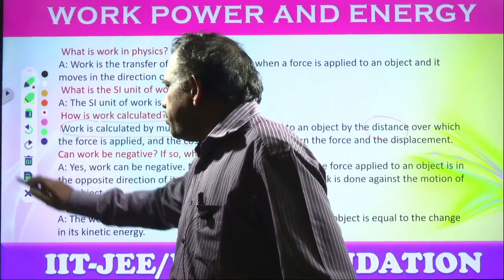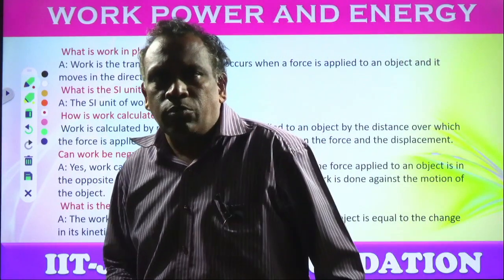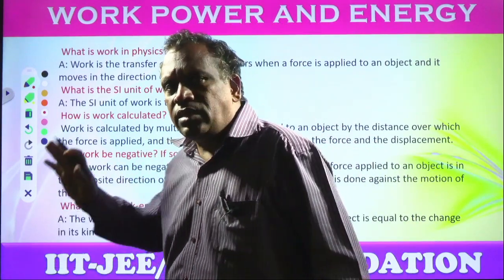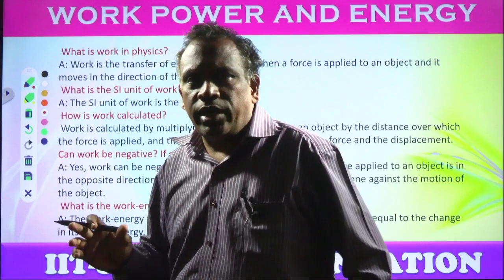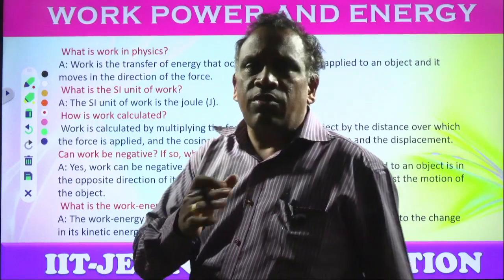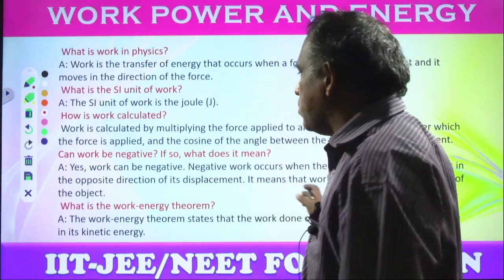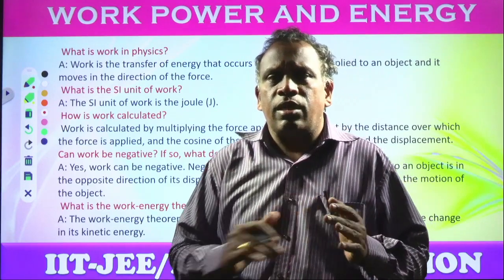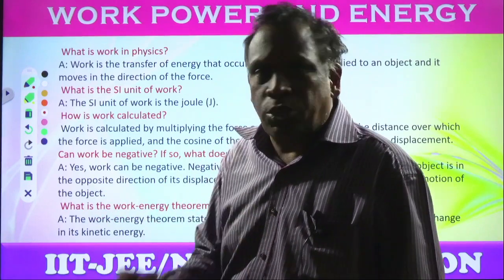Next one: can work be negative? Yes, work can be negative if the angle between the force and displacement is between 90 and 180 degrees. That is in the second quadrant, where the cosine of the angle between 90 and 180 degrees is negative, hence the work is negative. Negative work means the force and displacement are opposite in direction. It is against the motion.